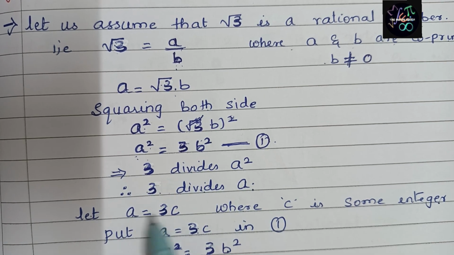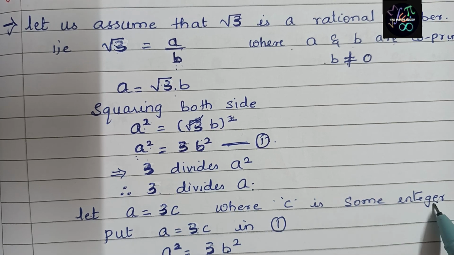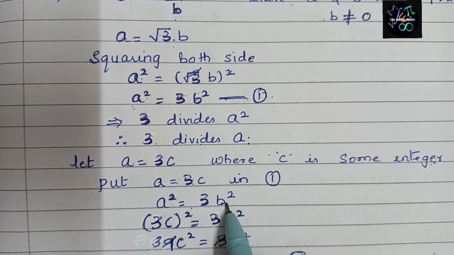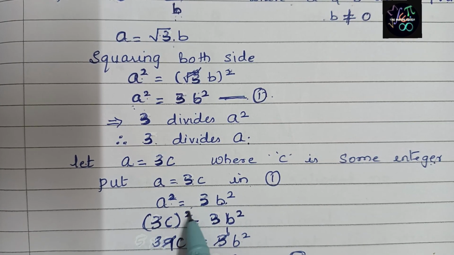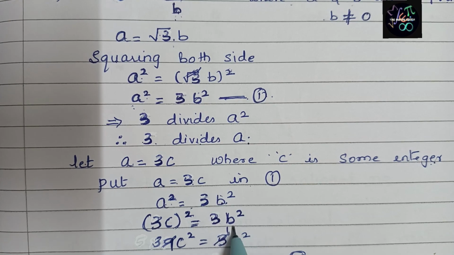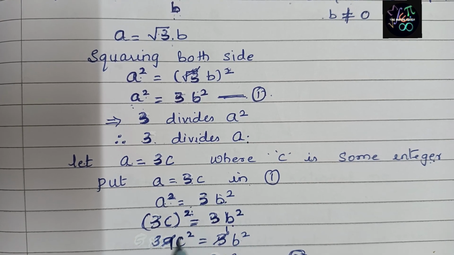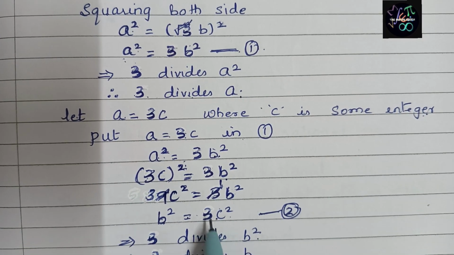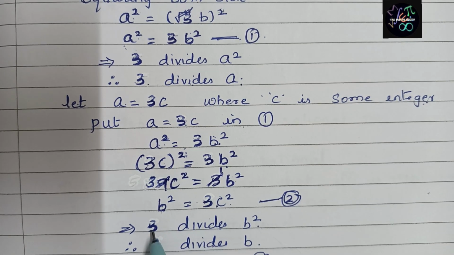So let us consider a is equal to 3c, where c is some integer. Put a equal to 3c in equation 1. I have written here equation 1, a square is equal to 3b square. So in place of a, (3c) whole square is equal to 3b square as it is. 3 square is 9, 9c square is equal to 3b square. 3 ones are 3, 3 threes are 9. So what we got, b square is equal to 3c square. Now if we bring 3 here, we can come to know that it divides b square. So we can write 3 divides b square, 3 divides b.